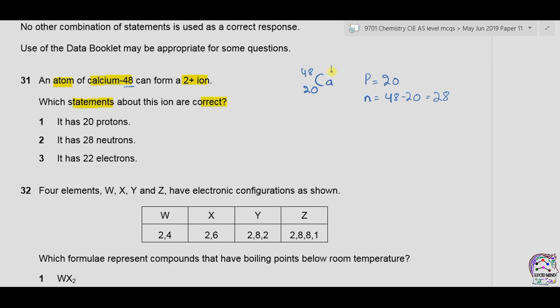As the charge is given as 2 positive, so therefore 2 electrons are lost. So the number of electron is 20 minus 2 equals 18. Option 1, it has 20 protons. This is correct. Option 2, it has 28 neutrons. This is also correct. Option 3, it has 22 electrons. This is wrong. The answer is therefore B.